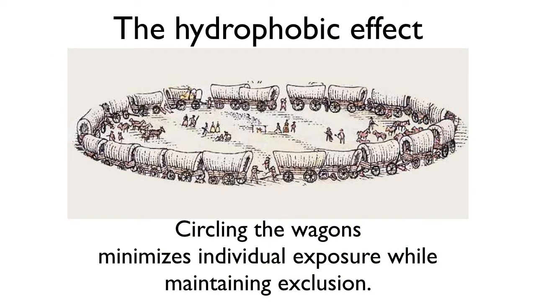The next kind of bond, if you will, it's not really a bond, but it acts like a bond. This is called the hydrophobic effect, a phenomenon where hydrophobic molecules become associated with each other when they are thrust into a hydrophilic environment like water. You can think of it as a molecular version of circling the wagons.